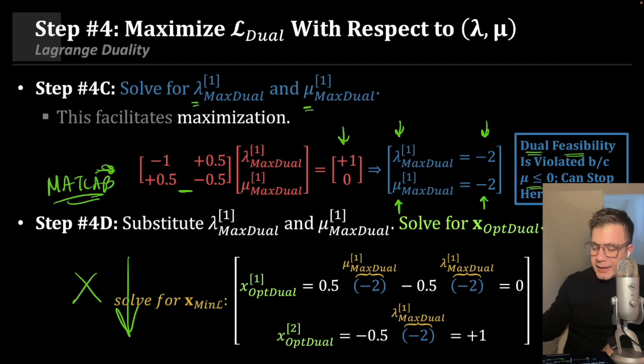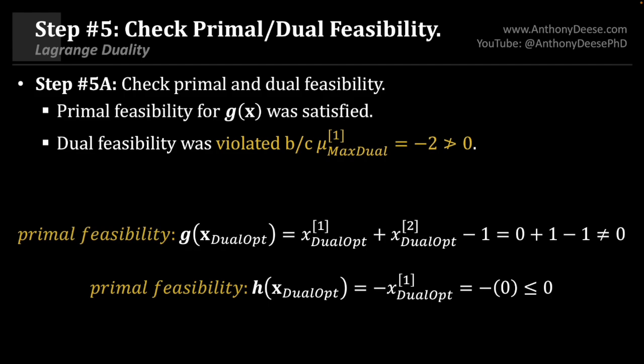However, I did kind of finish this out just as a preview for what we're going to do next time. We can substitute these values in and calculate x values, but in the end, this is really not a viable solution. And if we check, the primal feasibility actually works out. It's the dual feasibility that doesn't work out, because again, we end up with a mu value that's less than or equal to 0. So dual feasibility was violated because of this.